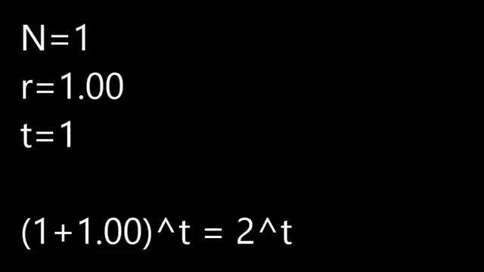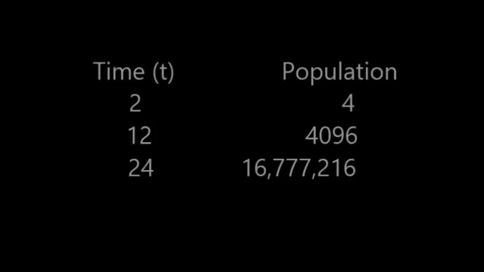Using the exponential growth formula, we can plug in 1 for N as the initial population and 1 for the rate, because if an amount doubles, the rate of increase is 100%. So the formula is now 1 plus 1 to the t, or 2 to the t. Replacing the t with any hour of the day, we can see how much the bacteria has multiplied.